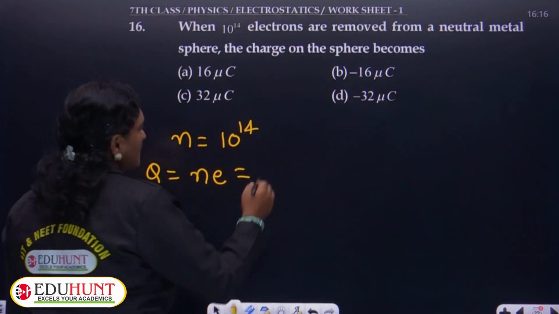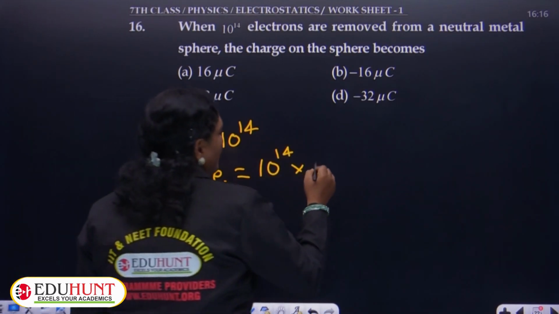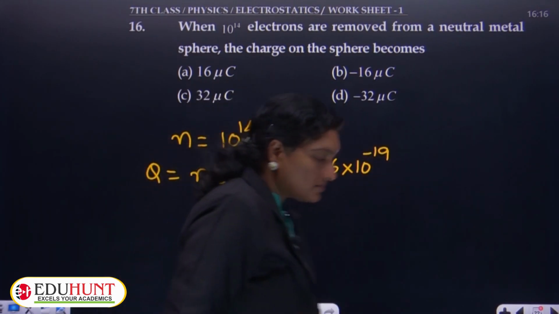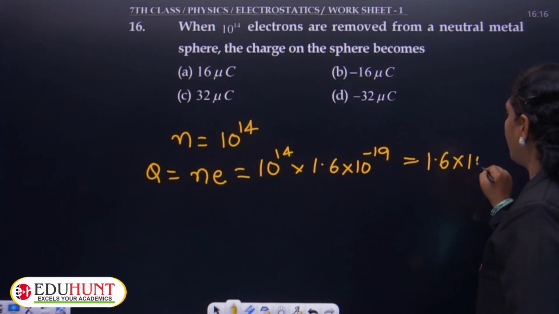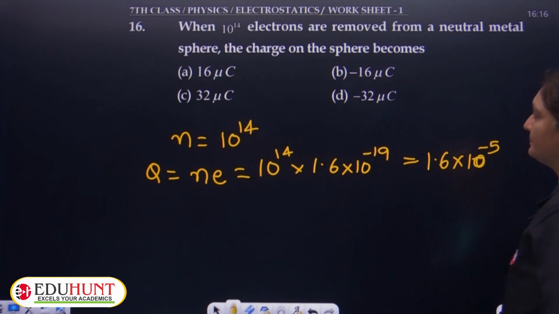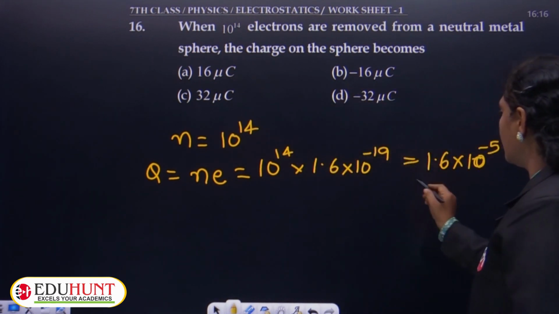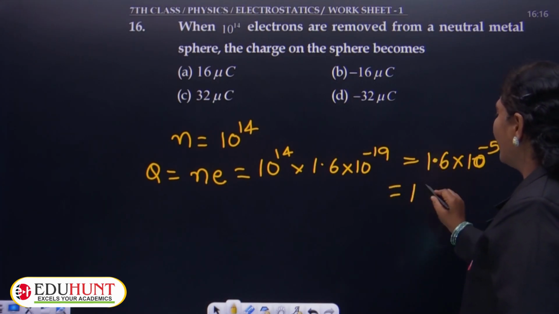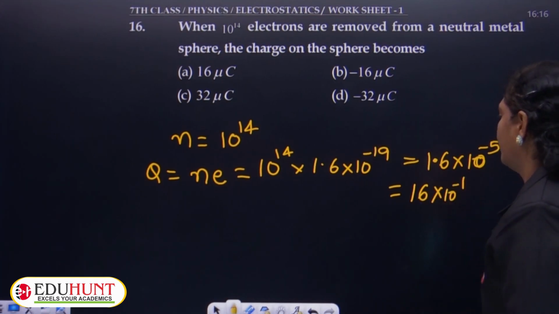Number of electrons is given as 10 power 14 and the charge of each electron is 1.6 into 10 power minus 19. Simplifying this, we get 1.6 into 10 power 14 minus 19, which is minus 5. Here a multiple of 16 is there, so it can also be written as a decimal. If the decimal is removed, it means 16 into 10 power minus 1.